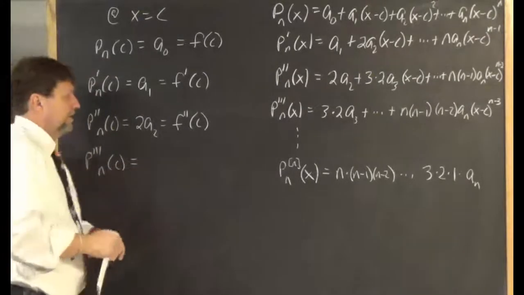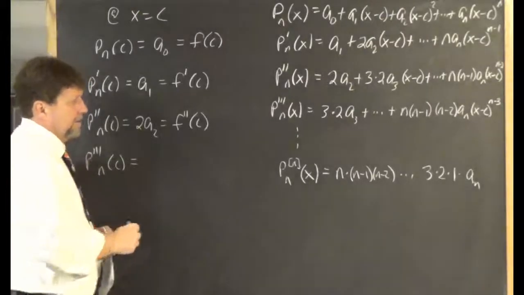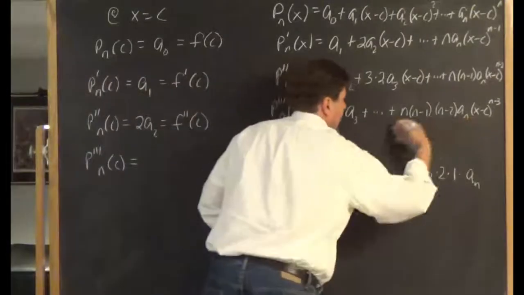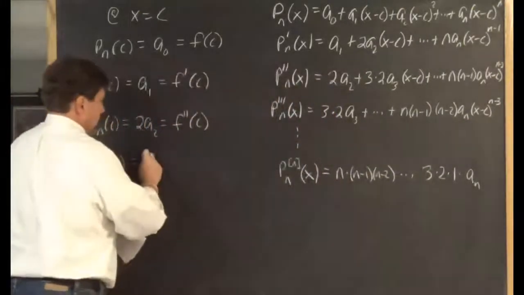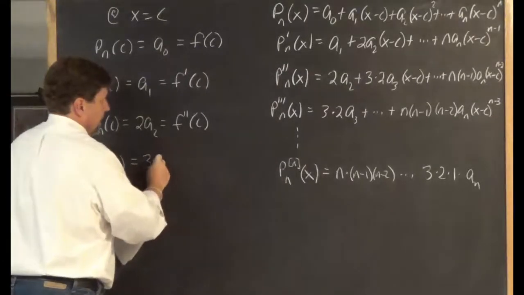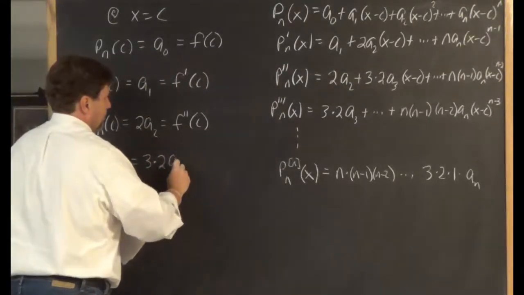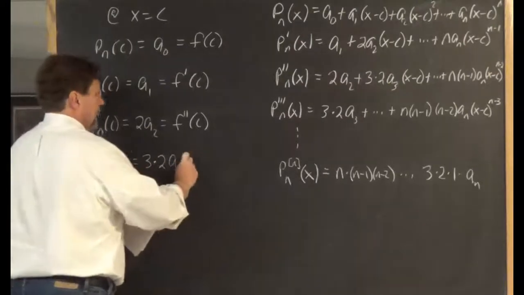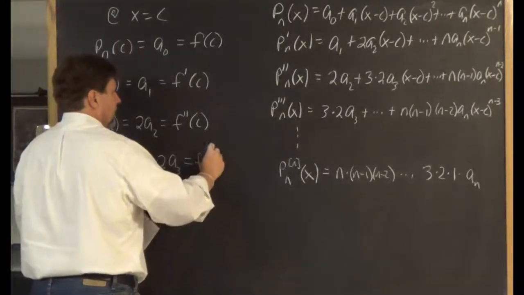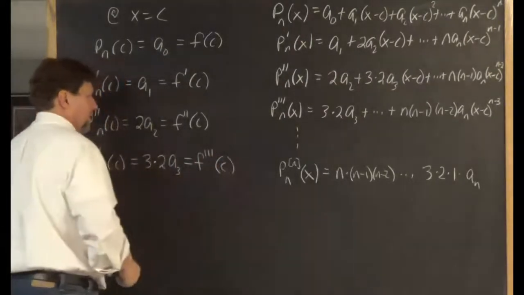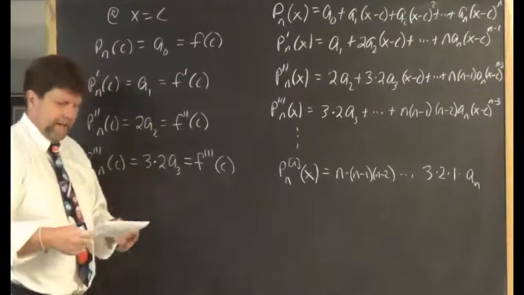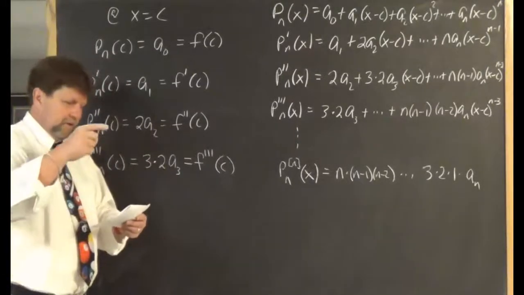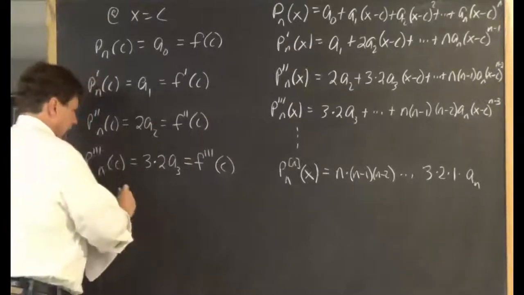Evaluated at c. Looks like, well, that would be 0, so it looks like we're just left with 3 times 2 a sub 3. And yes, we want the third derivative of our function evaluated at c to equal that same number. So let's do the old vertical yada yada yada.